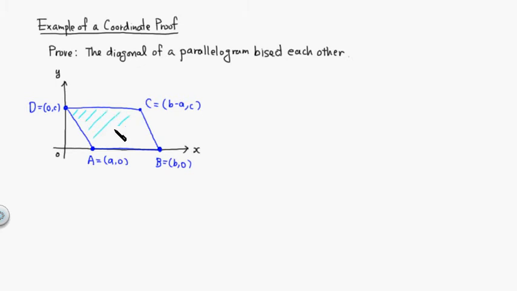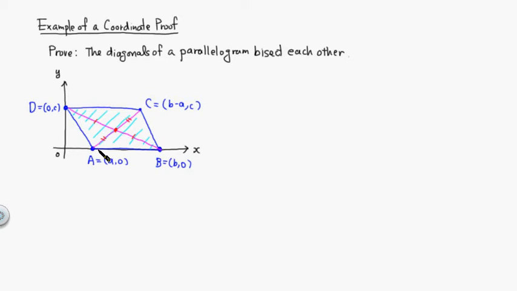All right, and what we want to show is that the diagonals, so maybe I should put the S here, diagonals, which is AC, this one right here, and BD, this one here. So we have to show that this point is the midpoint of both diagonals. That's what we want to show.